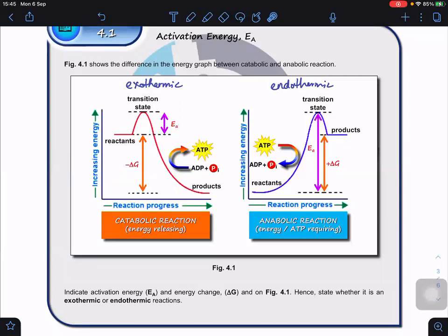Again, guys, very simple. From reactant to product, the difference in energy level is termed delta G. In this case, delta G is negative because it's an exothermic reaction. From the reactant to reach the transition state, it has to overcome the activation energy. The same goes for this endothermic reaction. The reactant has to overcome the activation energy in order to reach the transition state. The difference in energy between the reactants and the products here is termed delta G, the energy change.